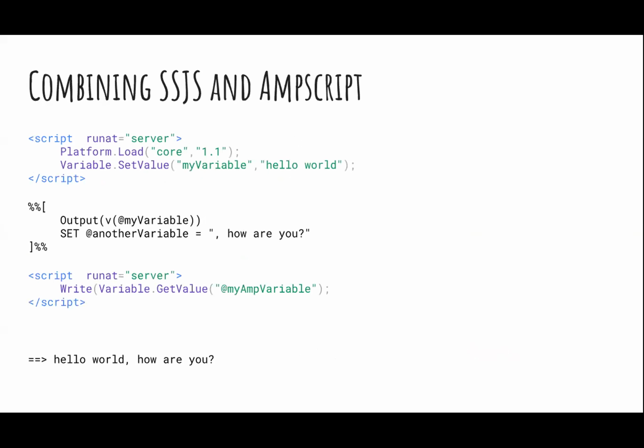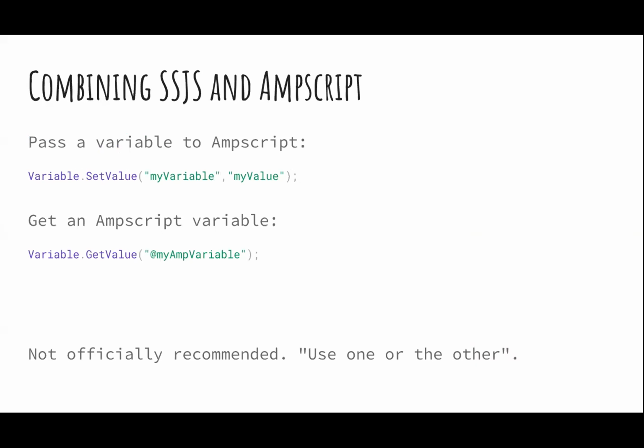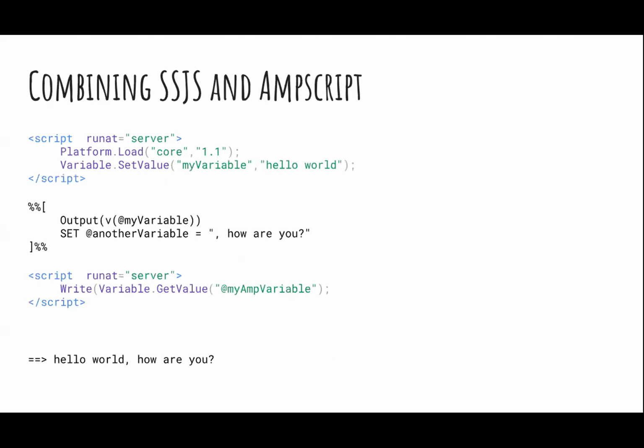I've got an example here. To go back, passing a variable into AmpScript uses the function variable.setValue, and getting an AmpScript variable is variable.getValue. I'll show you an example of that. One thing to note: the functions variable.setValue and getValue need the core library to be loaded.